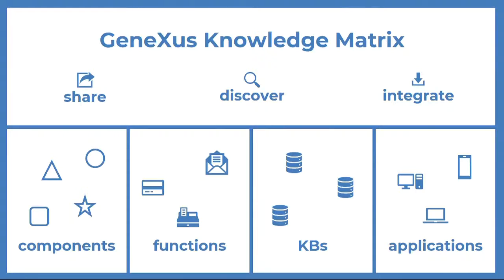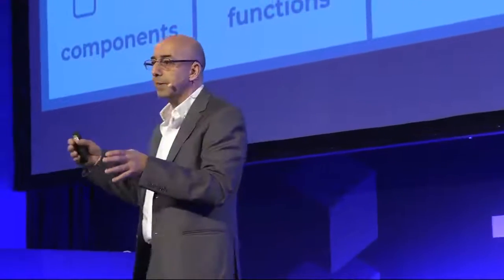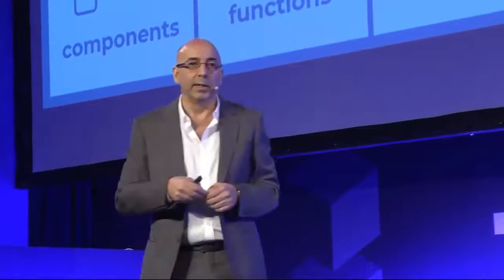In this matrix, there are three important things. It has to be easy to share things, to discover them, and to integrate them. Let's analyze each one. What kind of knowledge are we talking about when we intend to share, discover, and integrate it? Firstly, we can share objects. That's the easiest thing. Components. I have a procedure that calculates, for example, the payroll, and this is something I can easily share with someone else.